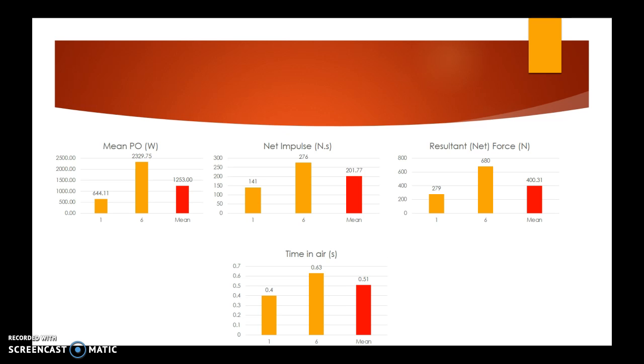We want to improve net impulse and mean power. A higher net impulse and mean power mean a large amount of force and power is applied, meaning we're able to jump in the air for longer. This can be done through both resistance and plyometric training.